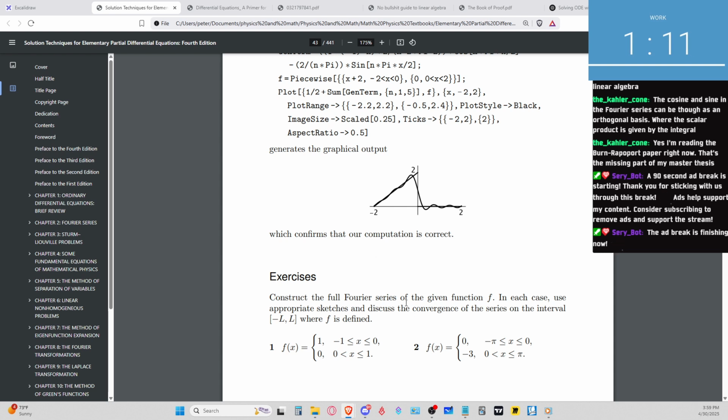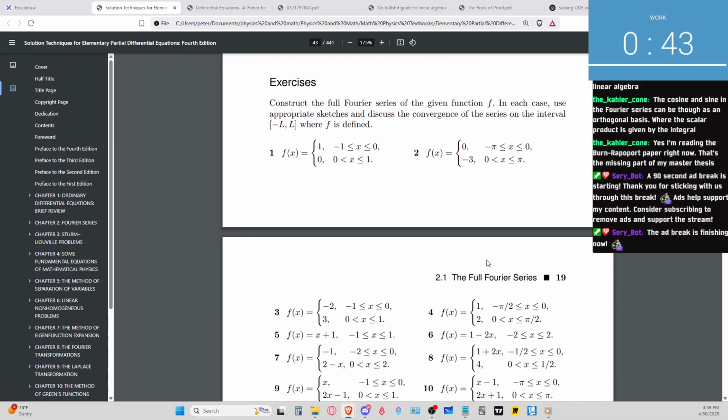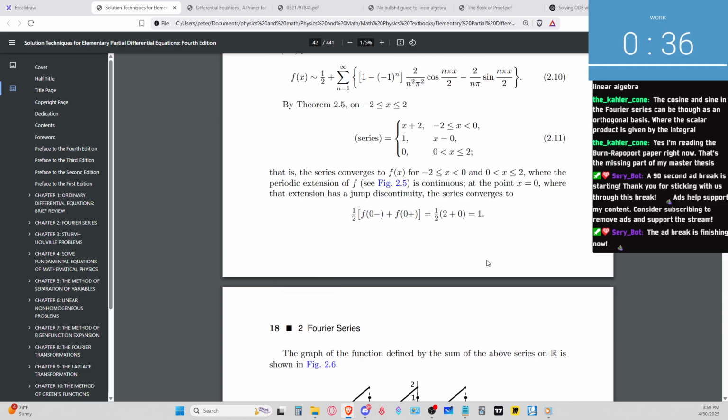To construct the full Fourier series of a given function f, in each case, use the appropriate sketches and discuss the convergence of the series on the interval negative L to L, where f is defined. So, okay, oh cool, we have a lot of problems here. I'm still kind of confused on how this works.